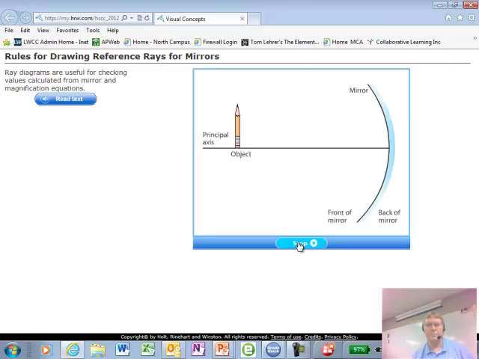Ray diagrams are useful for checking values calculated from mirror and magnification equations. When drawing ray diagrams for concave spherical mirrors, draw the diagram to scale and mark the center of curvature, C, and the focal point, F. The focal point is midway between C and the mirror. The first ray is drawn from the object to the mirror, parallel to the principal axis. This ray then reflects through the focal point, F. The second ray is drawn from the object through the focal point. This ray then reflects parallel to the principal axis.